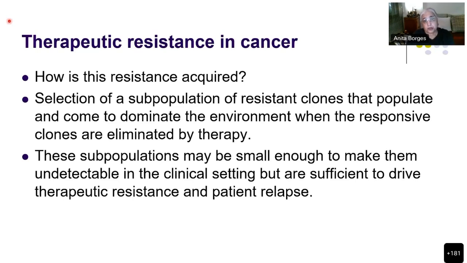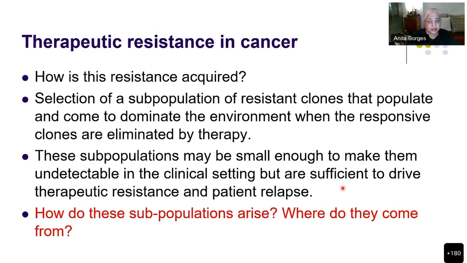These subpopulations may be so small as to be undetectable in the clinical setting, but once the main population has been cut down, these small populations are sufficient to drive therapeutic resistance and patient relapse. Yeah, that's true of microbiology. That is true also of cancer therapeutics. So we have to ask, how do these subpopulations arise? Where do they come from?